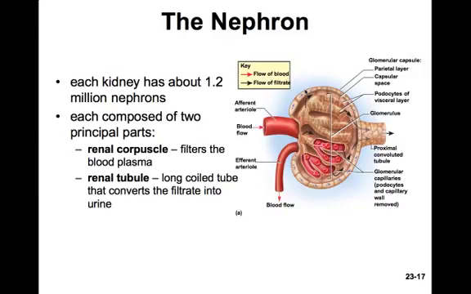The nephron is where the actual function of the kidney goes on. Each kidney has about 1.2 million nephrons, so these things are tiny. They're each composed of two principal parts: the renal corpuscle, which you can see in the figure here, that filters the blood plasma, and the renal tubule, which is a long coiled tube that converts the filtrate into urine. To understand how just one of these works is to understand nearly everything about the kidney. So guess what? Yes, there will be some diagramming of the nephron.